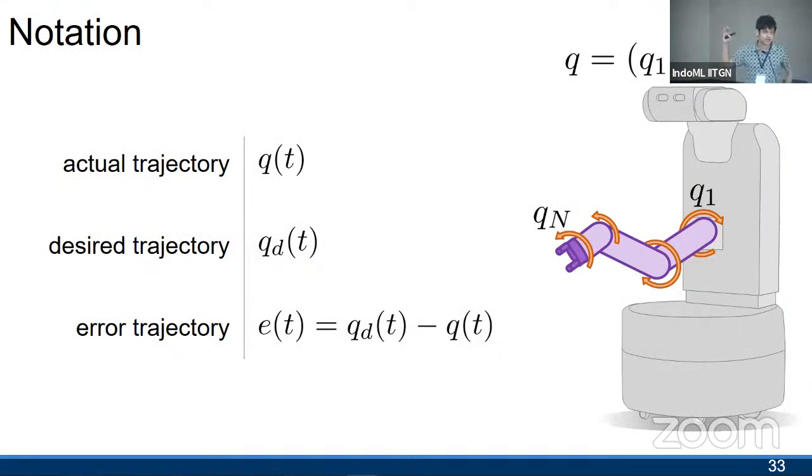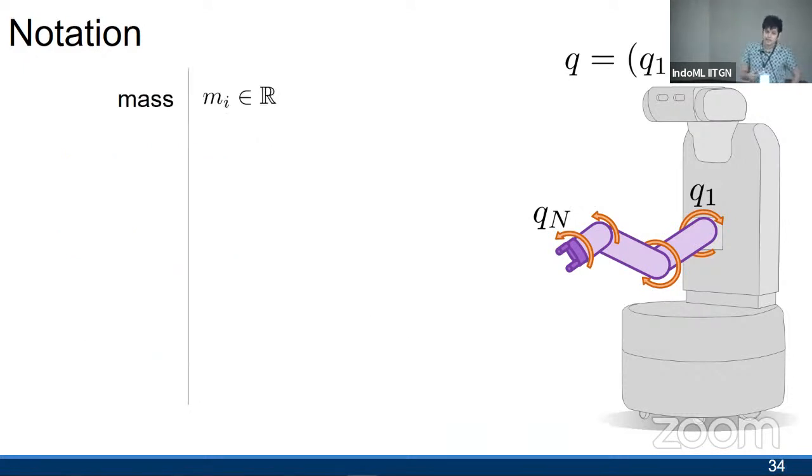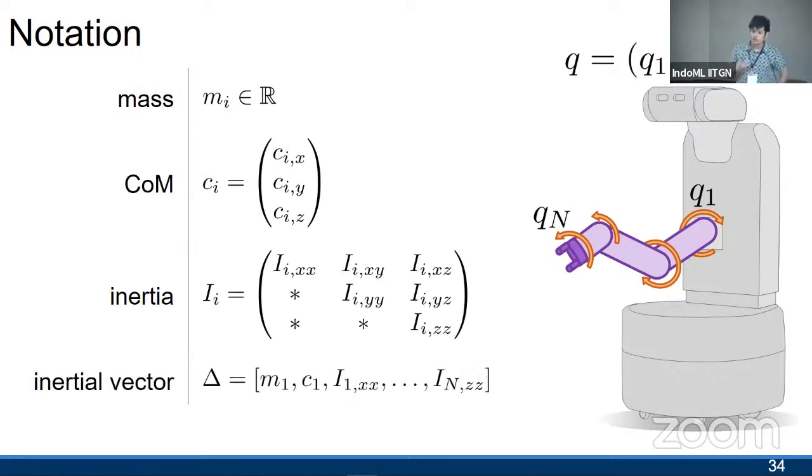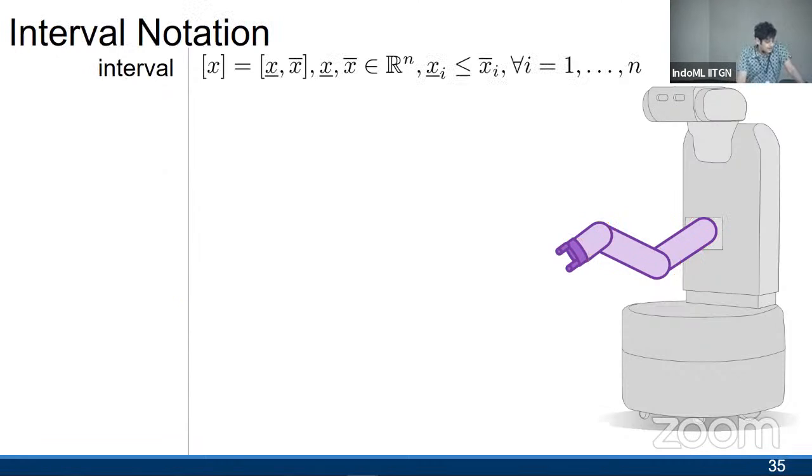So I have my actual trajectory, desired trajectory, and error trajectory, and I'll have each of these different joints of the robot. I'm going to have masses associated with each of the links. I'll have a center of mass. I'll have inertias. I'll have an inertial vector, which is a concatenation of all of this information together in a single object.